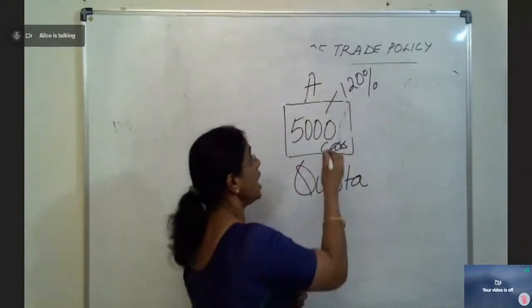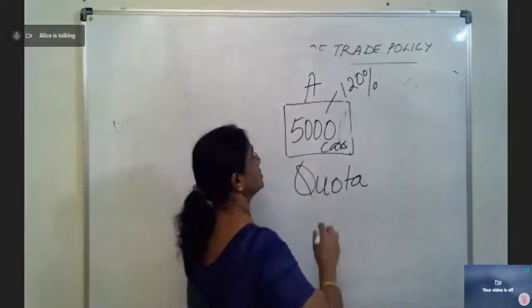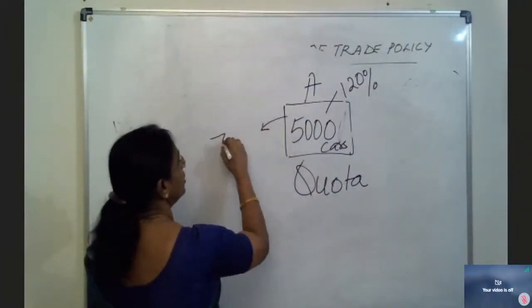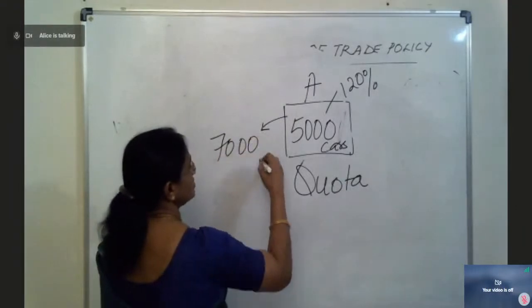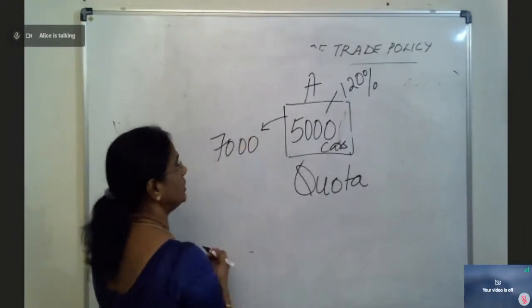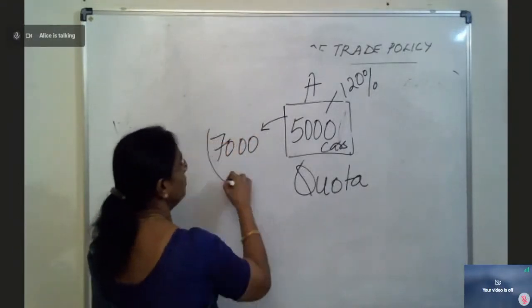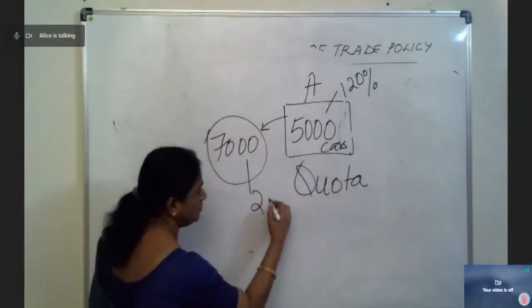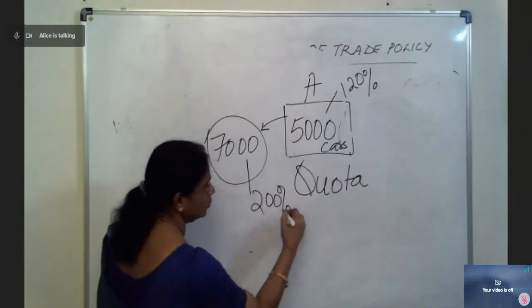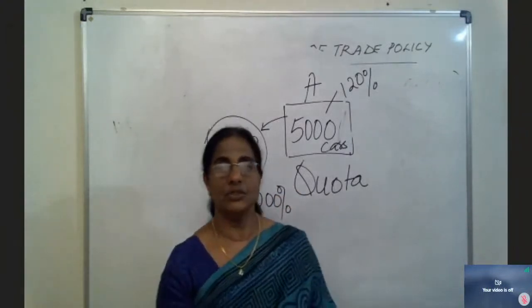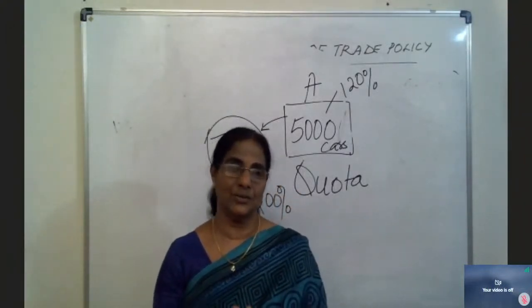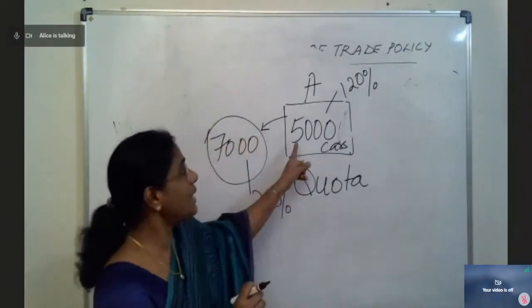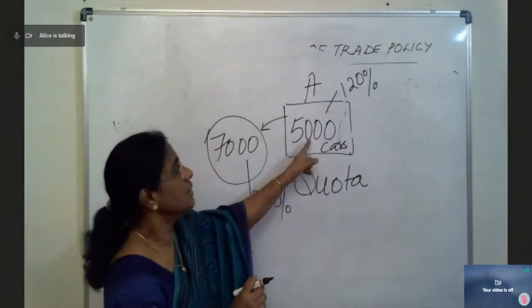120% duty up to 5,000 cars. Okay, you want to import more? 7,000 cars, because domestic demand for imported cars is more. You want to import 7,000 cars? No problem, you can import. Give 200% duty. Is it clear? That is tariff rate quotas.